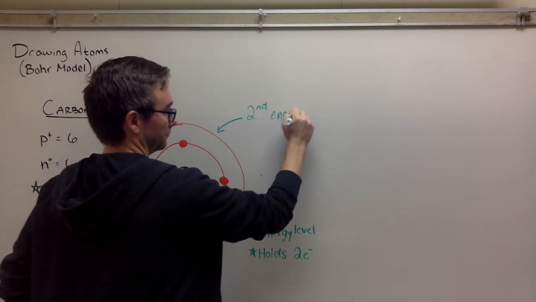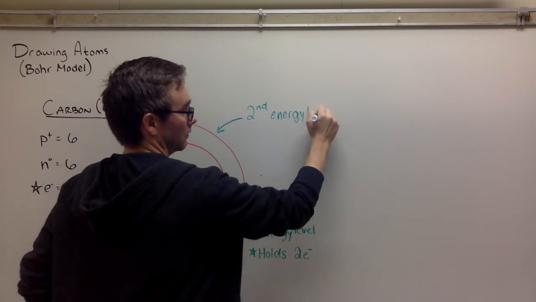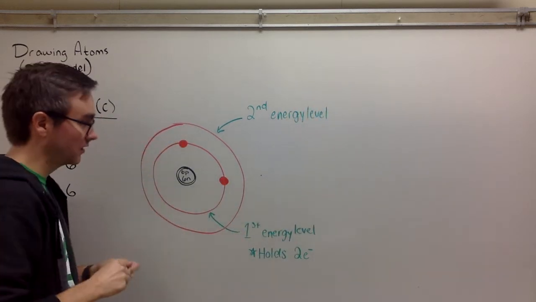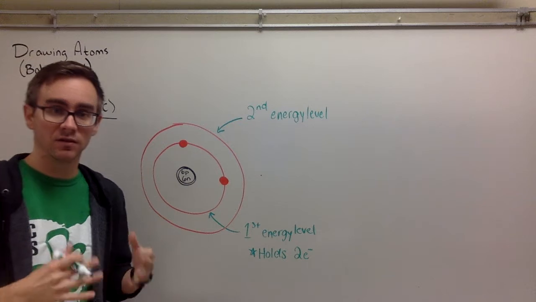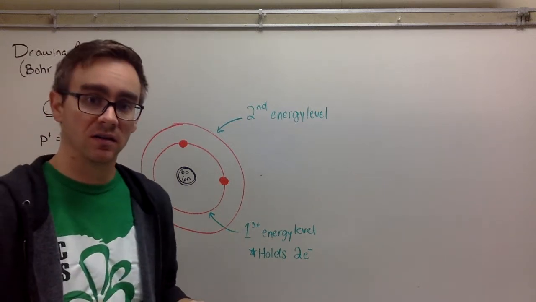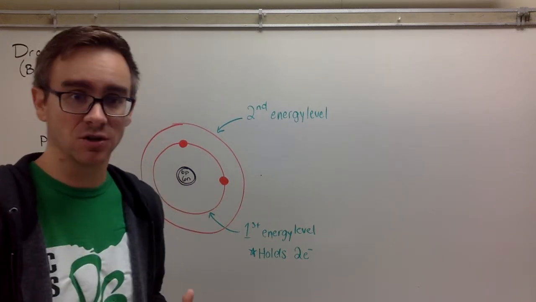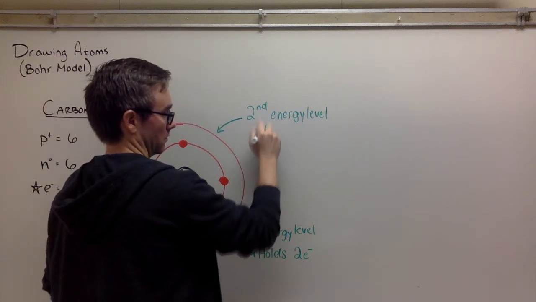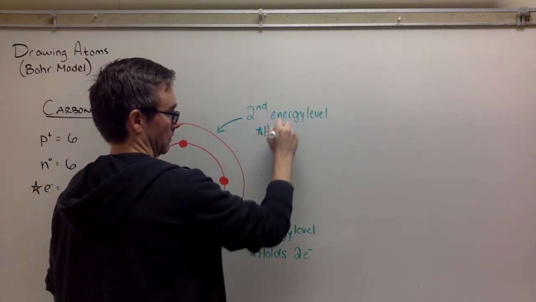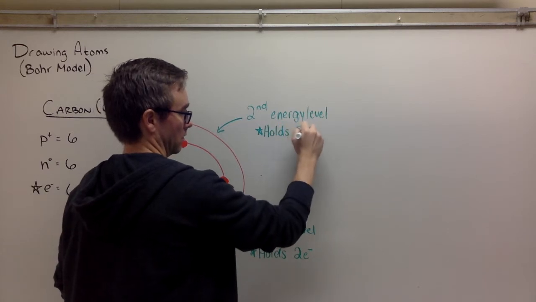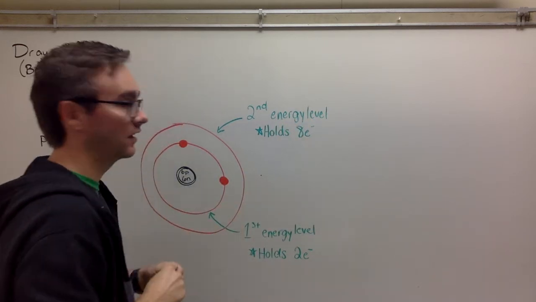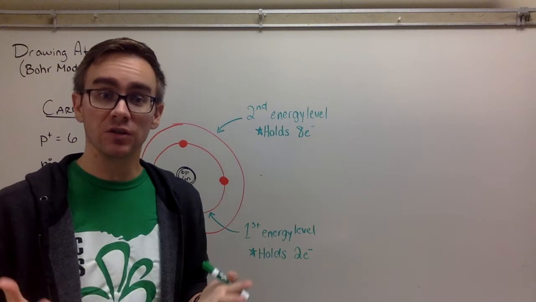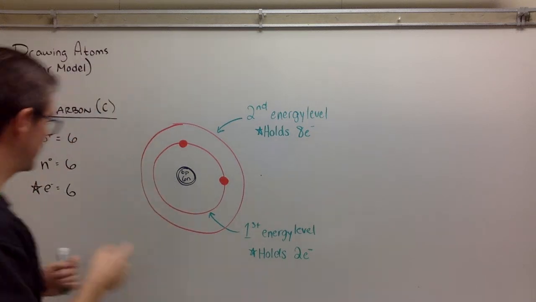Second energy level. All right. This one has a certain amount of energy too and has a limit. It can hold 8 electrons maximum. We don't need to do all 8 because again, we only need 6.